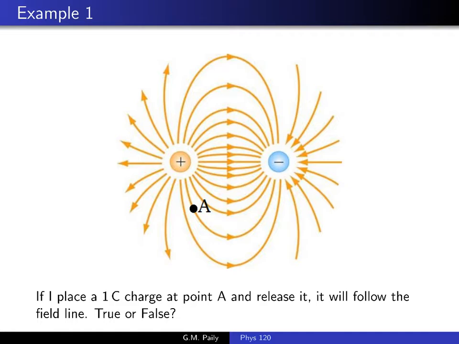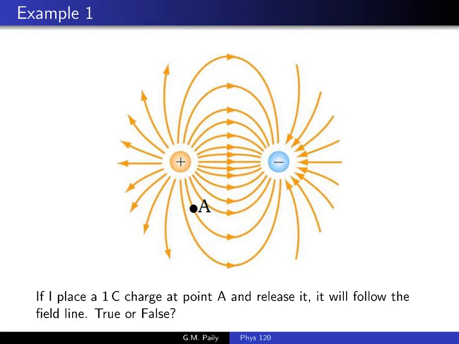Let us consider this question. If I place a 1 Coulomb charge in the field of a dipole at point A and release it from rest, it will follow this field line and eventually reach a negative charge. Is that true or false? Pause for a moment and consider. The answer is, the statement is false.